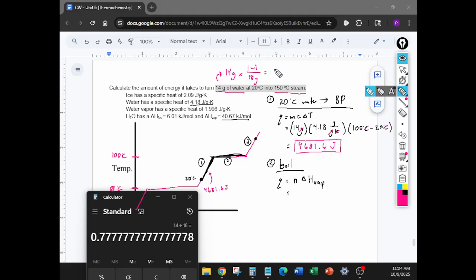So 14 grams of water, and the molar mass of water is 18 grams per 1 mole. So 14 grams of water is going to be 0.78 moles of water. So that's going to be our N value right here. So 0.78 moles. And then we're just going to multiply that with the HVAP, 40.67 kilojoules per mole.